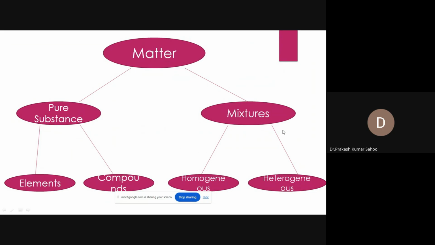In mixtures we have two types, homogeneous and heterogeneous. For example, if water is added to milk, it may be categorized as a homogeneous mixture, and if sand is added to water, it may be treated as a heterogeneous mixture. That is, when two different phases or states get mixed, that is a heterogeneous mixture.